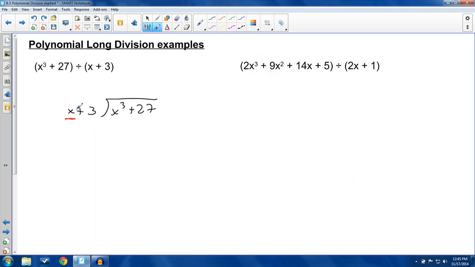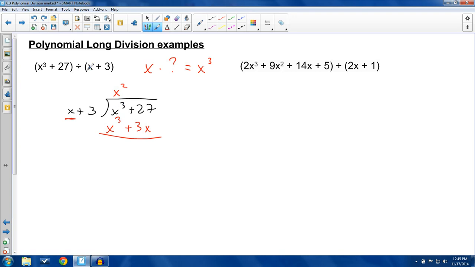I'm going to see how many times x goes into x cubed. In other words, x times what is x cubed? Well, this number is x squared. So this goes in x squared times. Now you're going to take this x and multiply by x squared. You'll get x cubed. Take the 3 and multiply by the x squared. You'll get 3x squared. Now what we're going to do is subtract.